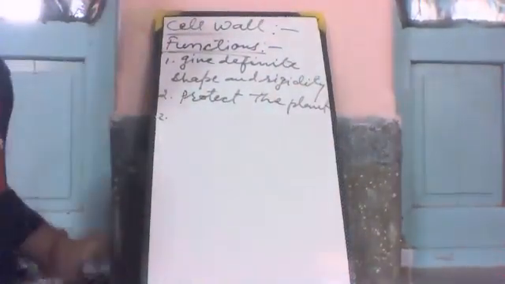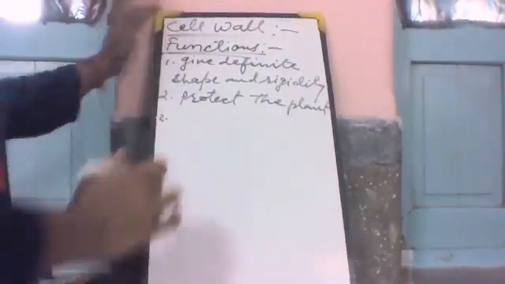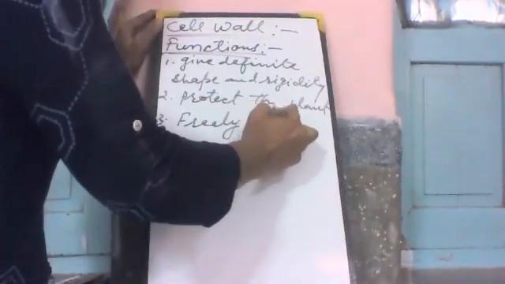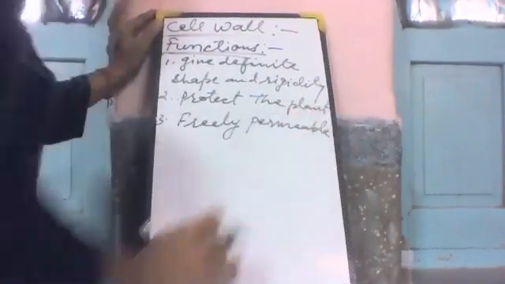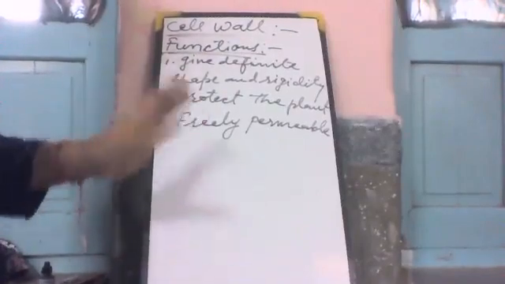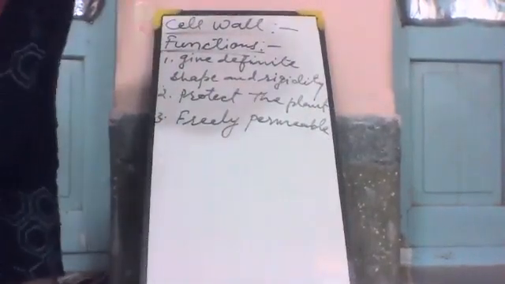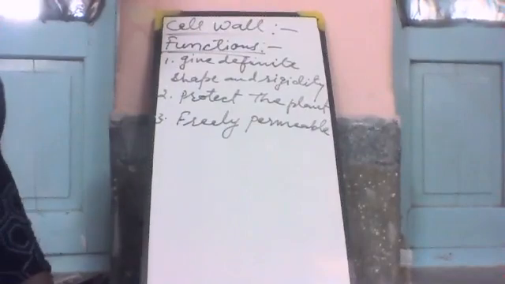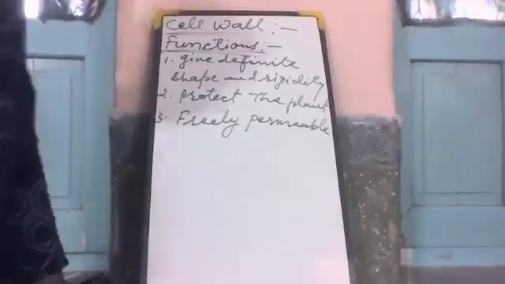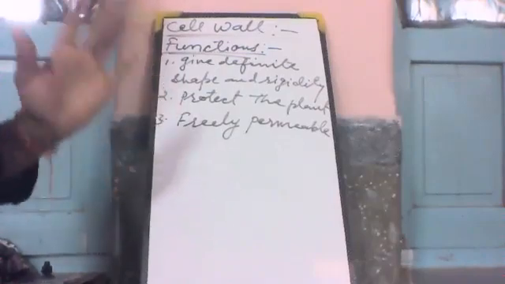Then it is freely permeable. The plasma membrane is selectively permeable, but the cell wall is freely permeable. It means there is no selection of substances to pass in and exit. All substances can pass through the cell wall and exit from the cell. It allows the movement of all substances across it. These are the functions of cell wall. This completes the first part of cell.